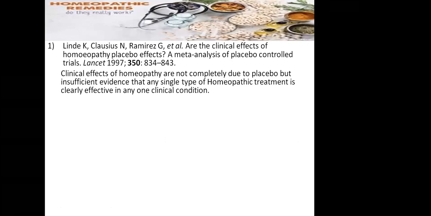In this meta-analysis, it included 186 placebo-controlled trials of homeopathy, and the odds ratio was in favor of homeopathy. And it stated that the clinical effects of homeopathy are not completely due to placebo, but there is insufficient evidence that any single type of homeopathy treatment is clearly effective in any one clinical condition. So the result was not totally against homeopathy, it was slightly in favor of homeopathy.